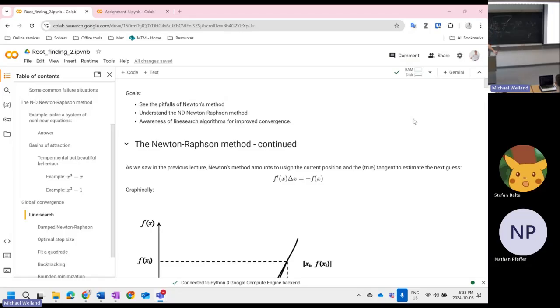It's a bit of a pitfall, because optimization is kind of like a generalization of root finding, so a lot of the techniques that we're going to be talking about, line search and stuff like that, are usually attributed to optimization, but we still use them for root finding too. Okay, goals of today. I want to show you guys when Newton's method doesn't work, what we can do about it, the general dimensional version, and I want to talk to you guys a little bit about line search algorithms for ways that we can improve convergence.